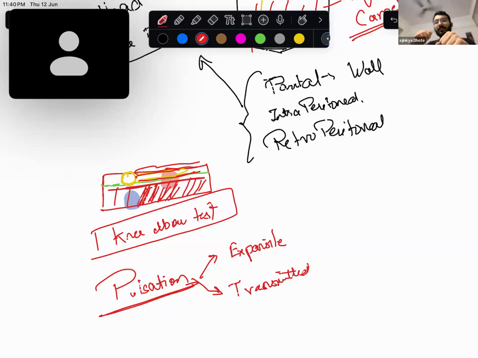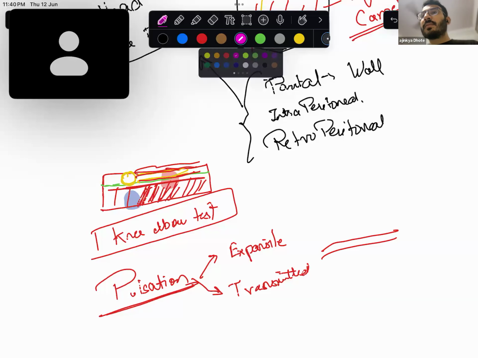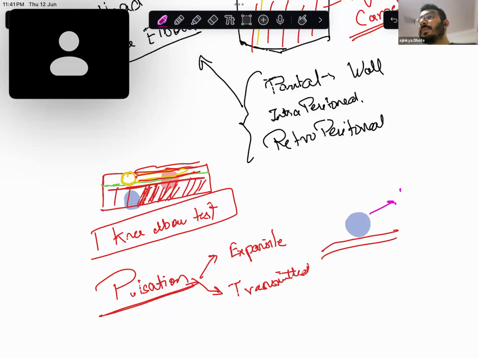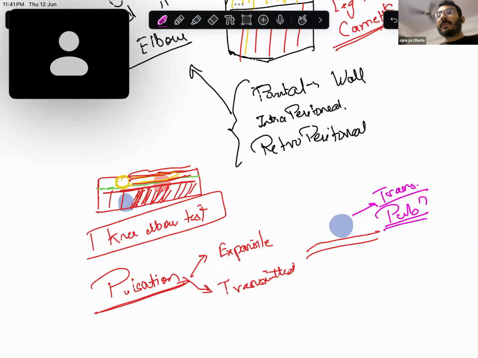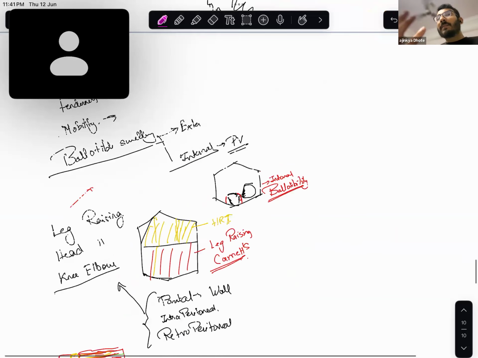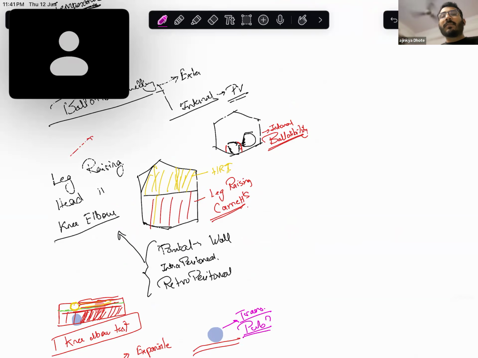And transmitted pulsations are seen when there's a tumor that is sitting on the vessel. So this is another thing you should remember. Most of the examination in palpation is different from your inspection.